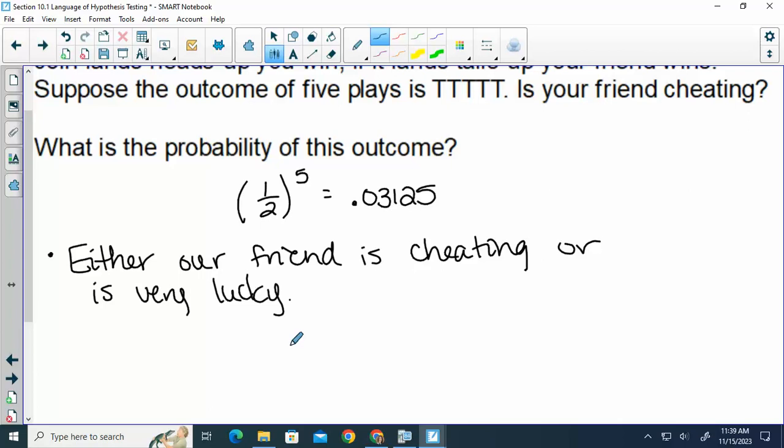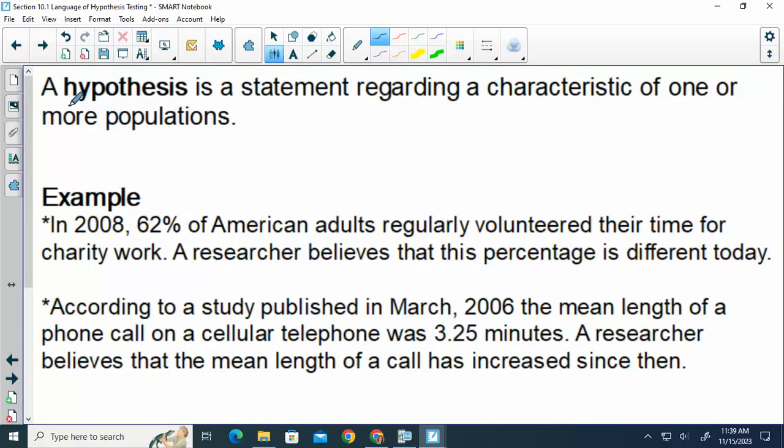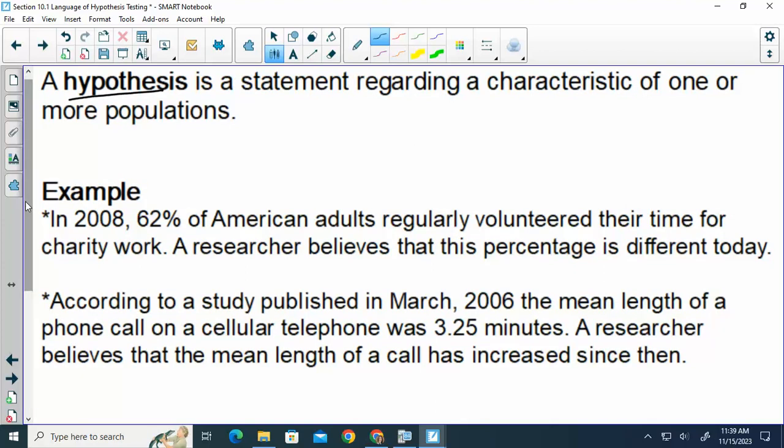So hypothesis testing is kind of what we do when we make an assumption and we're seeing, can we prove that this is right or not? When we're talking about hypothesis testing, a hypothesis is just a statement you are making about a characteristic, or like the probability of getting a tails in this case, or something like that.